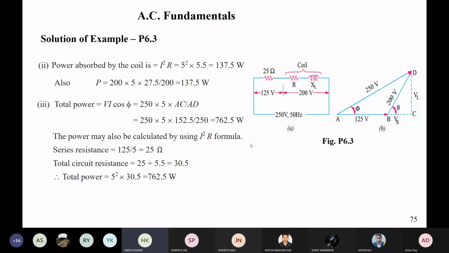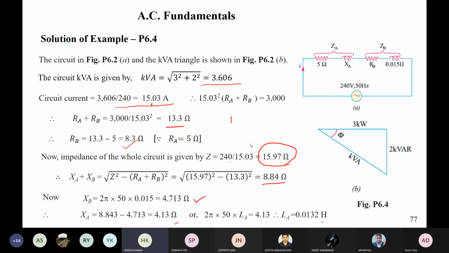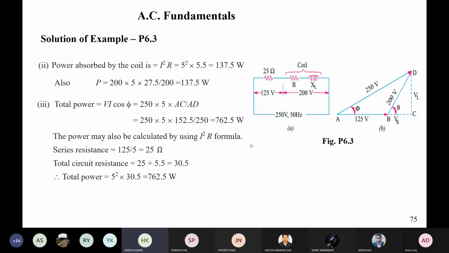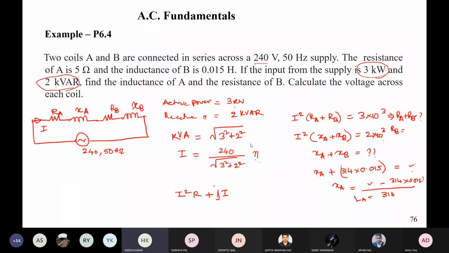The previous slide, sir, in 74th, where you did I square R. Yes, sir. Here I is equal to 240 by this. So, sir, this root over thing is in kilo, so I converted it into 10 to the power 3. I think the slides are not the same. I'm in a different slide. You are in slide 76. Which slide? Slide number 76. Okay.